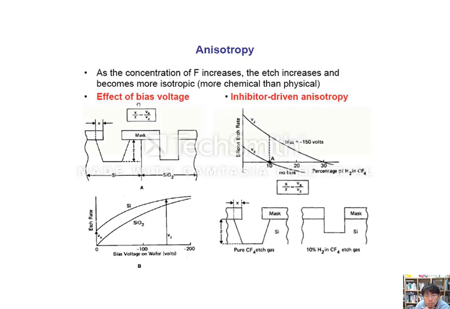Now the effect of a bias voltage. The bias voltage between the two electrodes could be somewhere between 0 and 200 volts. Then the etch rate could be changed. For silicon, with a higher bias voltage, you have a huge etch rate, and then with no bias voltage, for example, a different silicon etch rate.